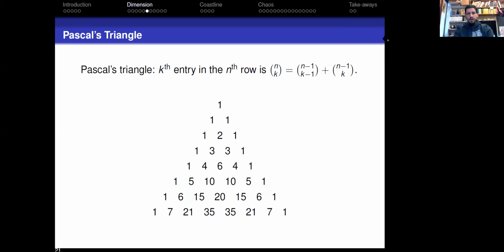So let's draw a few more rows. So you have 1, 2, 3, 4. What you notice is that this is the 0th row. The 4th row is just going to be the coefficients you get from the binomial theorem when you expand out x plus y to the 4th.